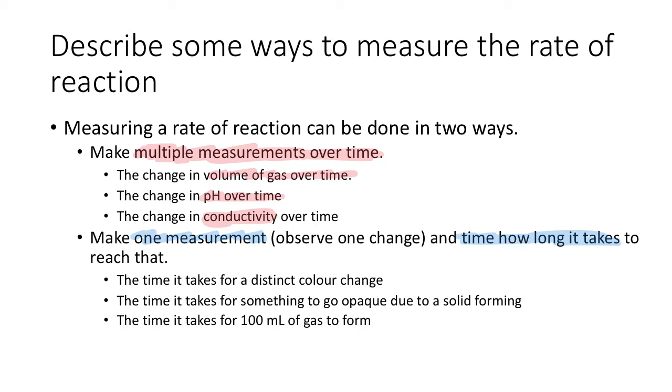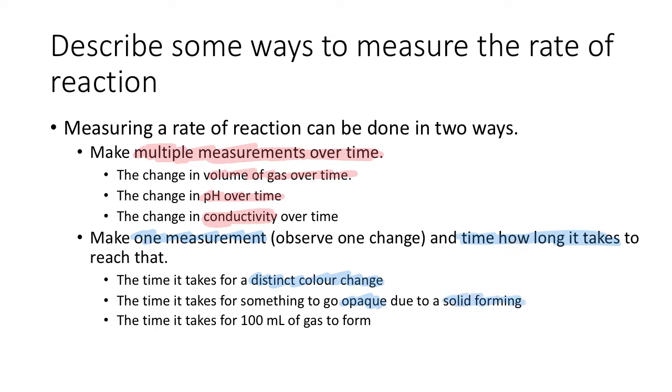Okay, so let's just time it. We add them together, start the timer, and then we see how long it takes to go from purple to colorless. Sometimes it'll be fast, sometimes it'll be slow. So you can be looking for distinct color changes. You can be looking for something to go opaque due to a solid forming.